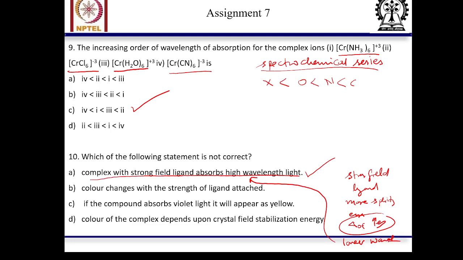While color changes with the strength of ligand attached, definitely, because with the change in the strength of ligand, the delta octahedral will change. That will absorb different color and the complementary color will change. If the compound absorbs violet, it will appear yellow. If a compound is absorbing violet, it will give yellow, as we see in the case of vanadium 5 plus. Color of complex depends on the crystal field splitting energy. That is again the same statement.